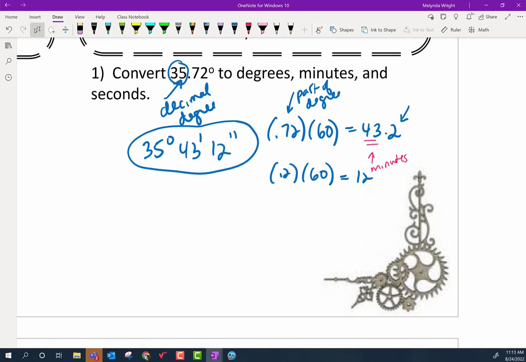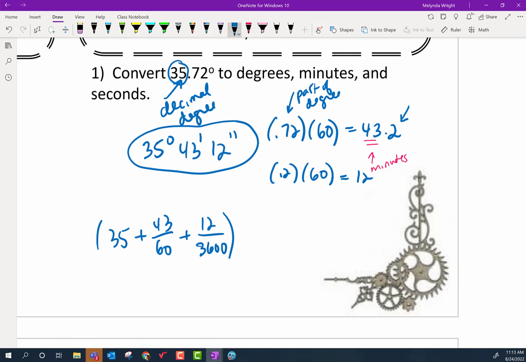What would we do? We would do 35 plus 43 over 60 plus 12 over 60 times 60. What is 60 times 60? It's 3,600, right? You might not have thought about that before, but there are 60 minutes in an hour, and there are 60 seconds in a minute. So 3,600. Does that make sense where the 3,600 came from?